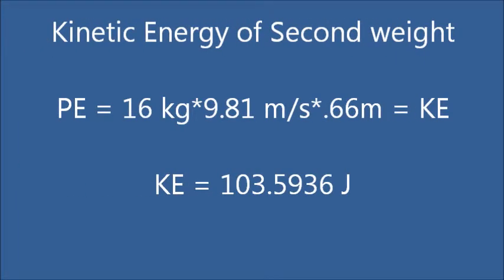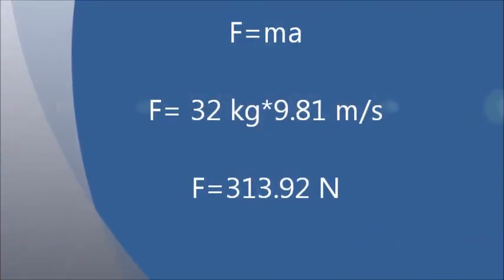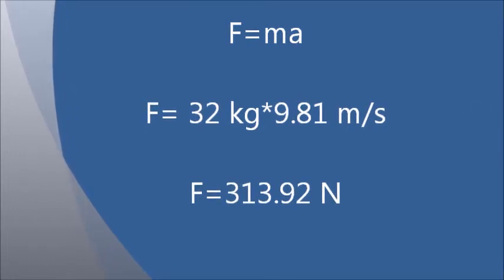For our second experiment, the weight is reduced to 16 kilograms, and our calculations would be the same, resulting in 103.5936 joules of kinetic energy. To calculate the force of the throw itself, we know that force equals mass times acceleration, therefore force equals 32 kilograms times 9.81 meters per second squared, which gives us a force of 313.92 newtons.